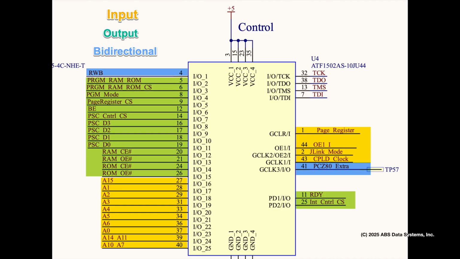To summarize the CPLD, what you're looking at is the breakdown of the CPLD in terms of input, output, and bidirectional. There are 2 potential bidirectional pins, RWB and the PCZ80.